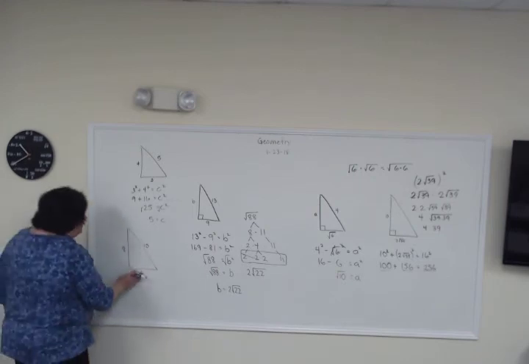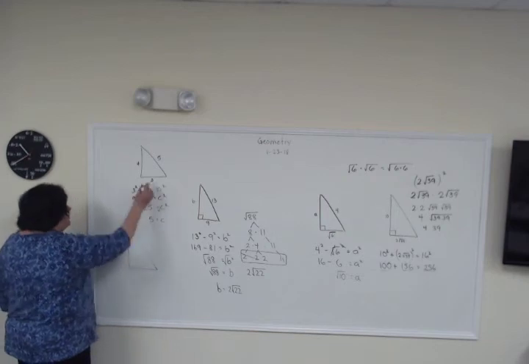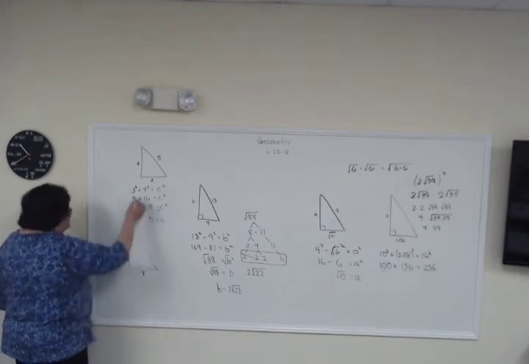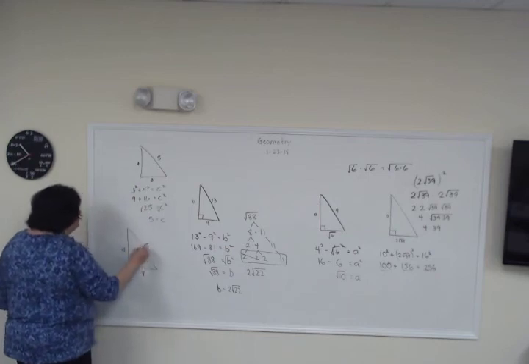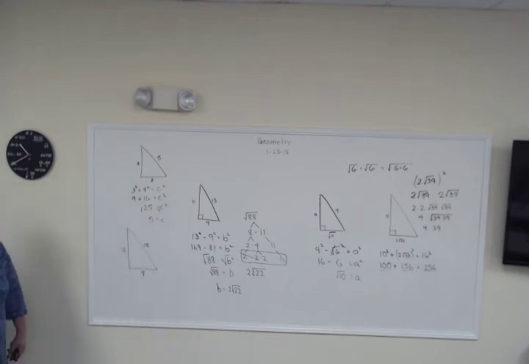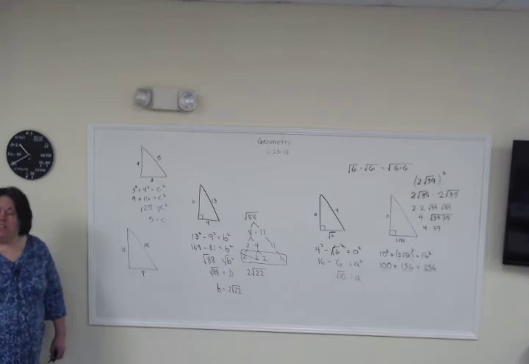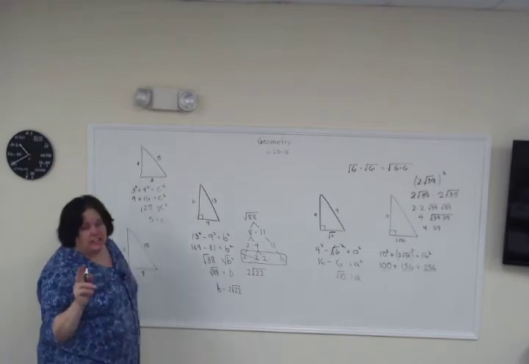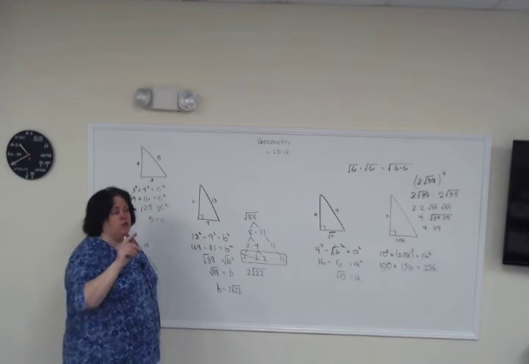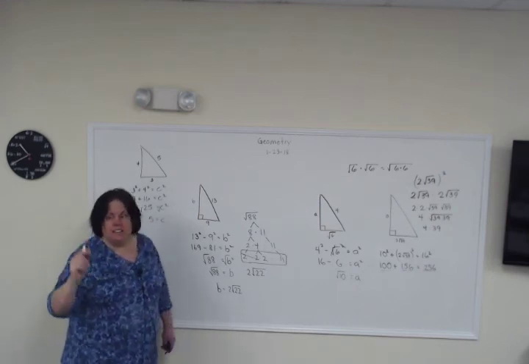If I double this one and I double this one, this one is 10. If I triple this one, 9, and I triple this one, 12, then this one is 15. These are called Pythagorean triples. They're the sides that come out to even numbers. Now, on the ACT, there are 2 that you see, one or the other, every single ACT.